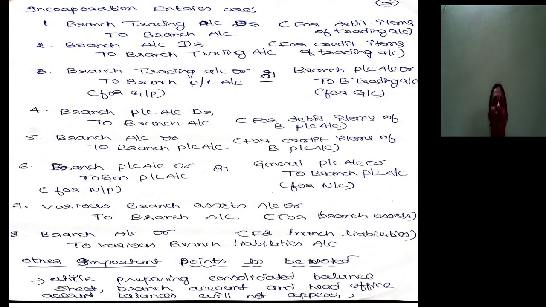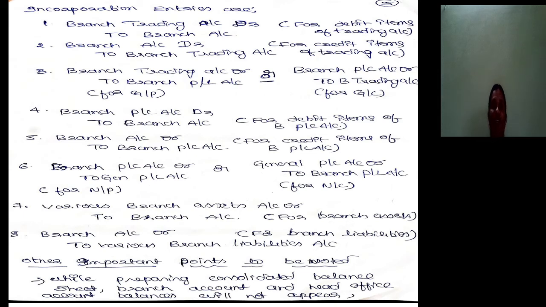Then the net profit or net loss of the branch should be incorporated. The journal entry is branch profit and loss account referred to general profit and loss account in case it is a profit. This is how to incorporate. Sorry, in case it is a loss, the reverse is the journal entry: general profit and loss account referred to branch profit and loss account.